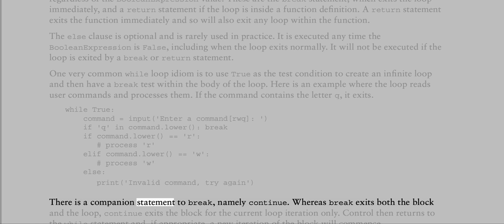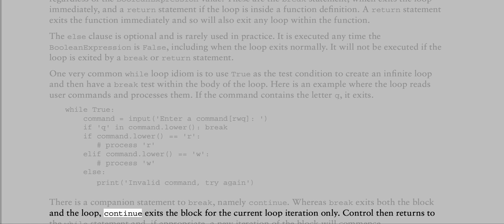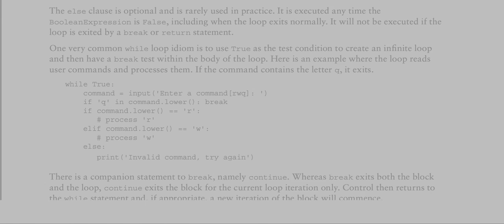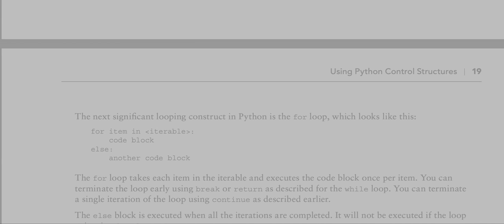There is a companion statement to break, namely continue. Whereas break exits both the block and the loop, continue exits the block for the current loop iteration only. Control then returns to the while statement and, if appropriate, a new iteration of the block will commence. Using Python control structures 19.